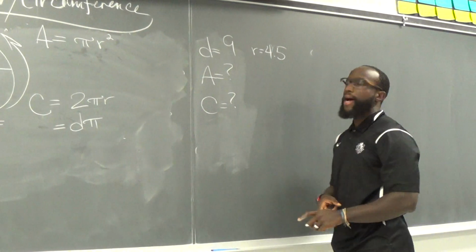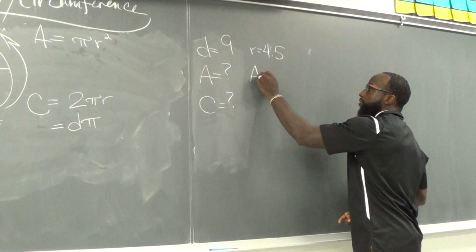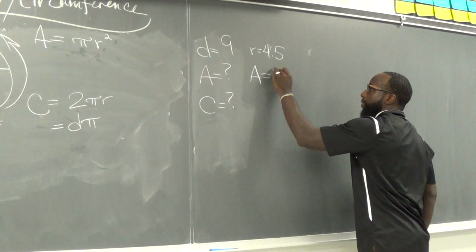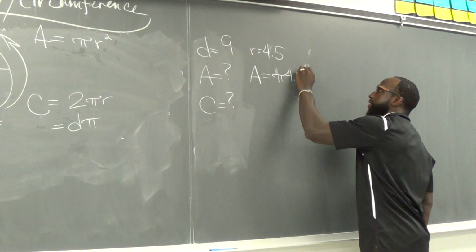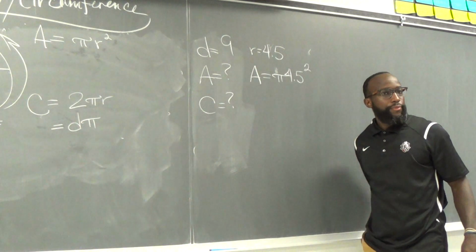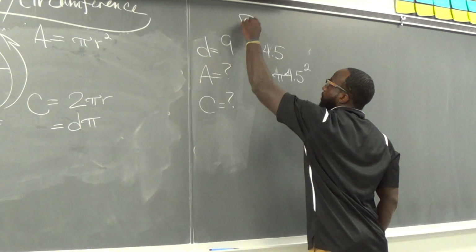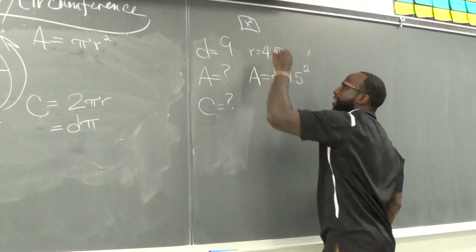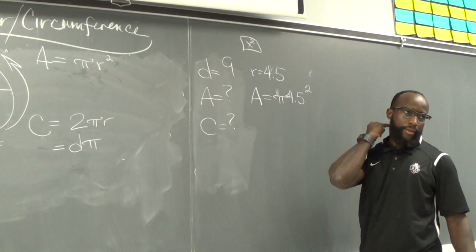4.5, 4.5. Right? So, the area is going to equal pi times 4.5 squared. Pi r squared. Okay? So now, there is a square button in your calculator, right? That button looks like this. You guys should learn the algebra, right? So you press that button. 4.5 and that button, right?